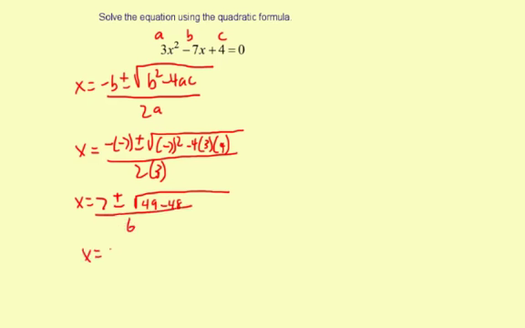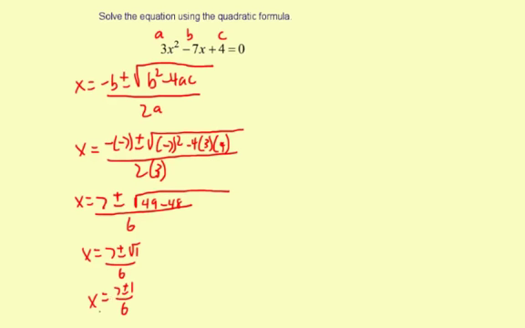So x equals 7 plus or minus 49 minus 48, that's 1. So it's going to be radical 1 over 6. So x equals 7 plus or minus 1 all over 6.